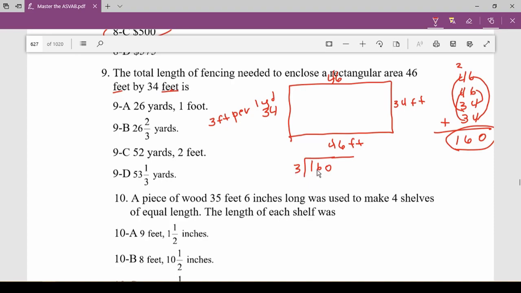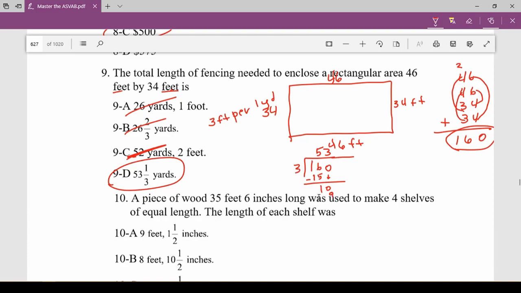3 doesn't go into 1. 3 goes into 16 5 times. 3 times 5, of course, is 15. 16 minus 15 is 1. Drop down this 0. 3 goes into 10 3 times. And right away, we know what our answer is going to be. It's not going to be 26. It's not going to be 52. It's going to be 53 and a third, but let's confirm that.